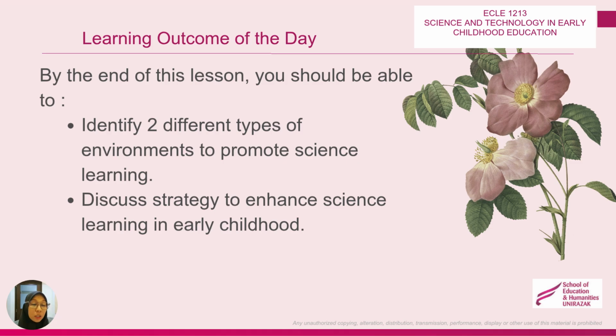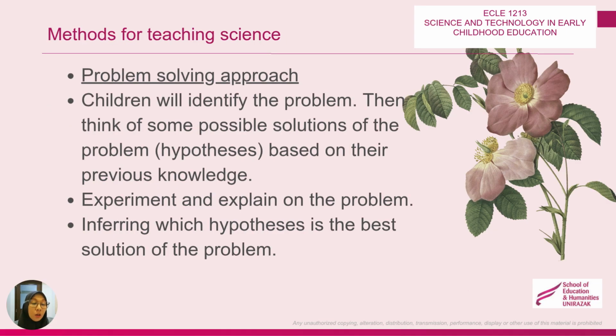So, first one is for you to identify at least two different types of environment to promote science and learning. And then secondly, for you to discuss what are the strategies to enhance science learning in early childhood education. Okay, so we are going to look at all the methods that you can use to teach science to young children. So we have a few methods, so I'm going to go through one by one.